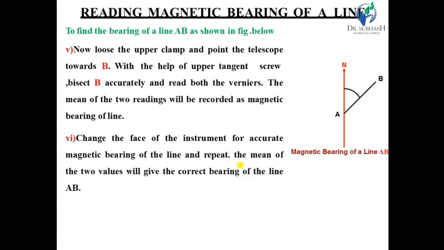Now loosen the upper clamp and point the telescope towards B with the help of the upper tangent screw. Bisect B accurately and read both the verniers. The mean of the two readings will be recorded as the magnetic bearing of the line. After that, change the face of the instrument for an accurate magnetic bearing of the line and repeat. The mean of the two values will give the correct bearing of the line.